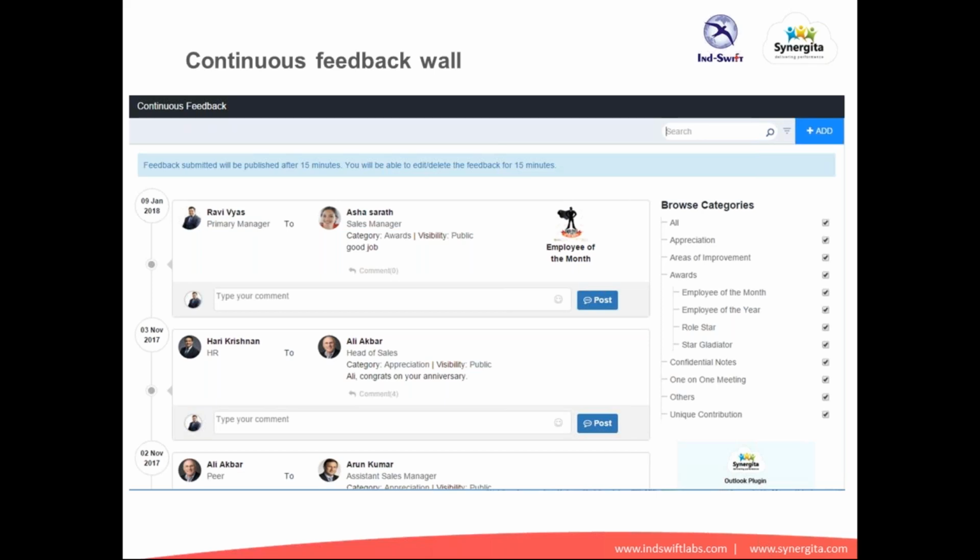This module can also enable employees to record their unique contributions on a continuous basis in the system. So all this information being available in the system to refer to during the annual review will ensure that we assess the employee performance in a holistic manner, and we do not miss out any of these elements.